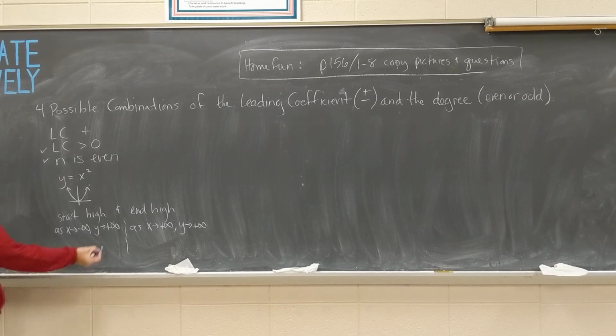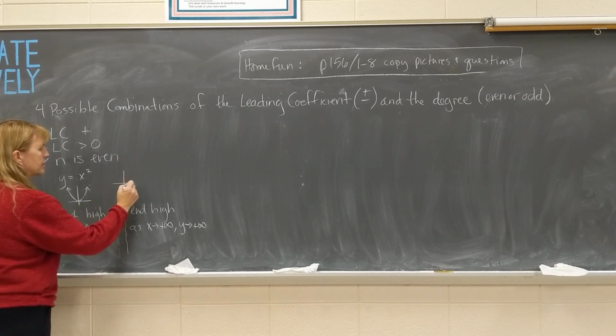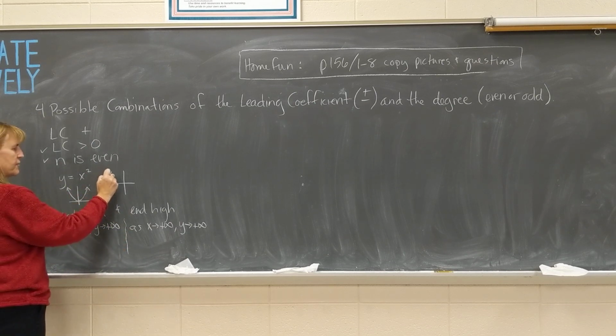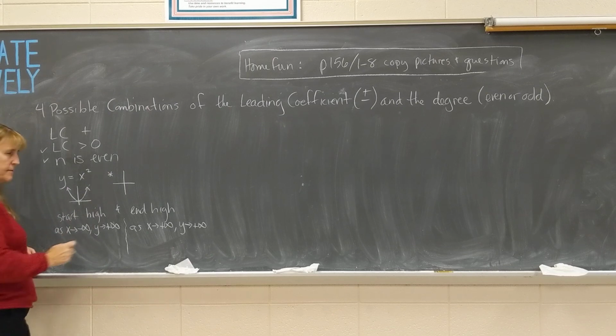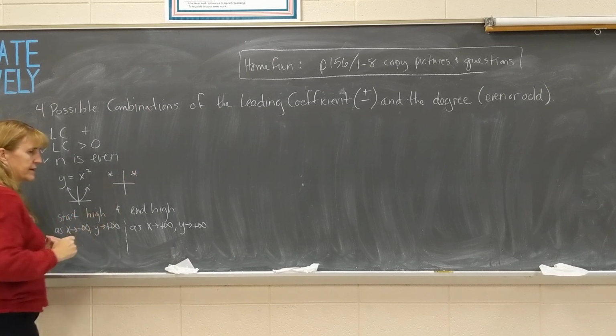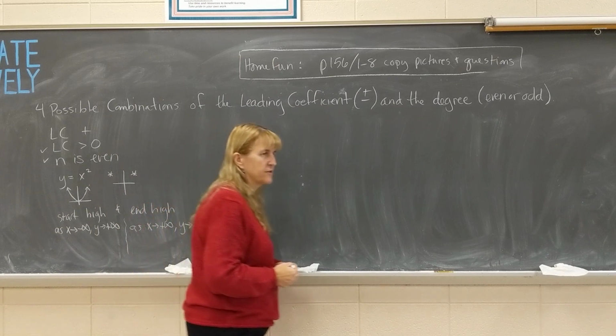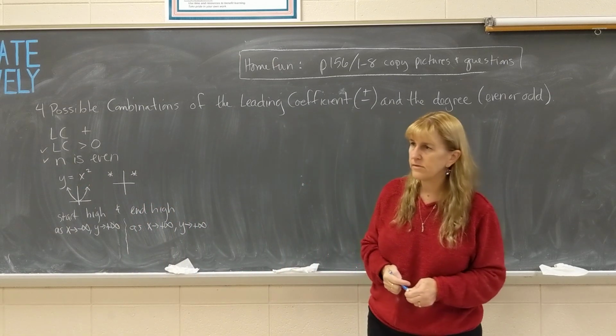Now what I'm going to be looking for from you guys is just a little quick sketch of the 4 quadrants. And I want you to indicate this by putting an asterisk up in the top left corner and an asterisk up in the top right corner. I will be looking for that from your work. I want 2 little asterisks. This function should start high and end high, and so does every polynomial function with an even degree and a positive leading coefficient.